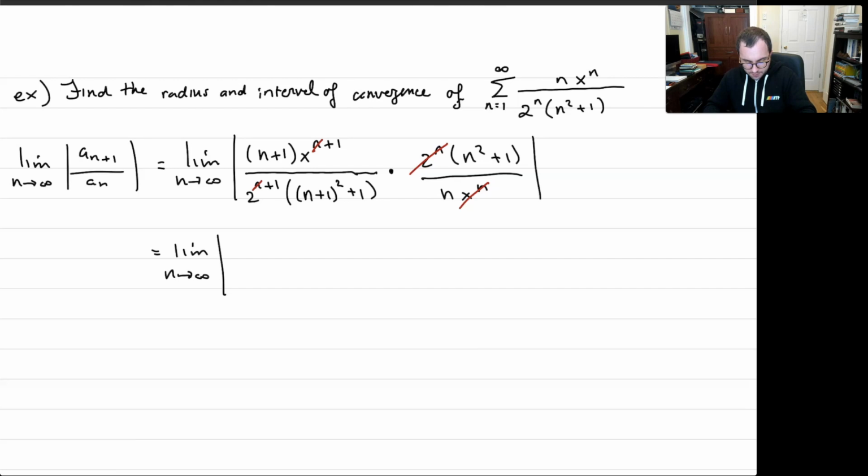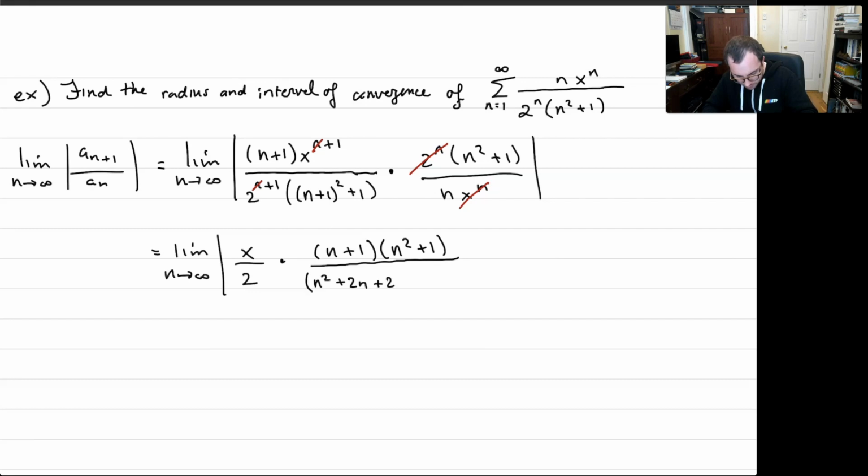So what we've got is an x left over, a 2 left over, and then we have an n plus 1, an n squared plus 1. You see, I'm just grouping all the n's together. And on this side, we have 2n squared, or n squared plus 2n plus 2 times n. So you expand that out, you'll get n squared plus 2n plus 2. All right, let's continue simplifying this.